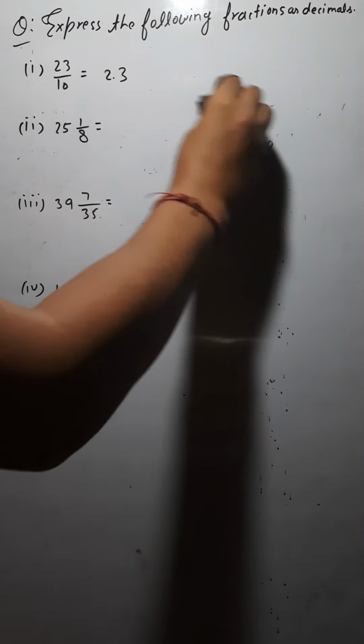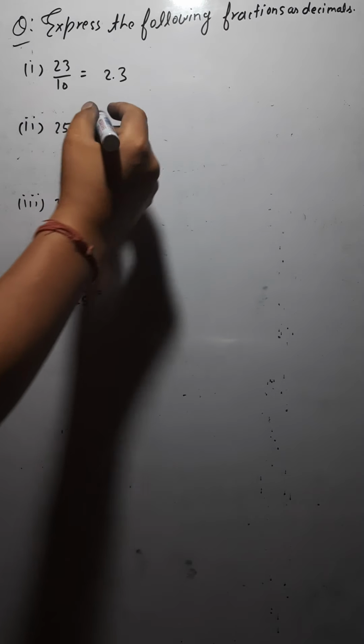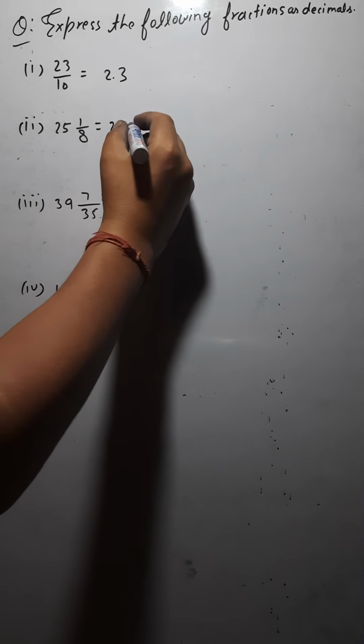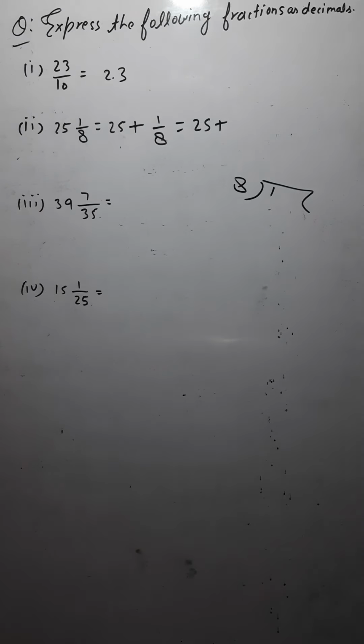Now the next question. Question is what? 25 whole 1 by 8. So this can be written as 25 plus 1 by 8. Getting it or not? Yes. Now, how do you solve this? So this is 25 plus, if you are dividing this 1 by 8. So how do you divide this? I think it is not divisible right now.